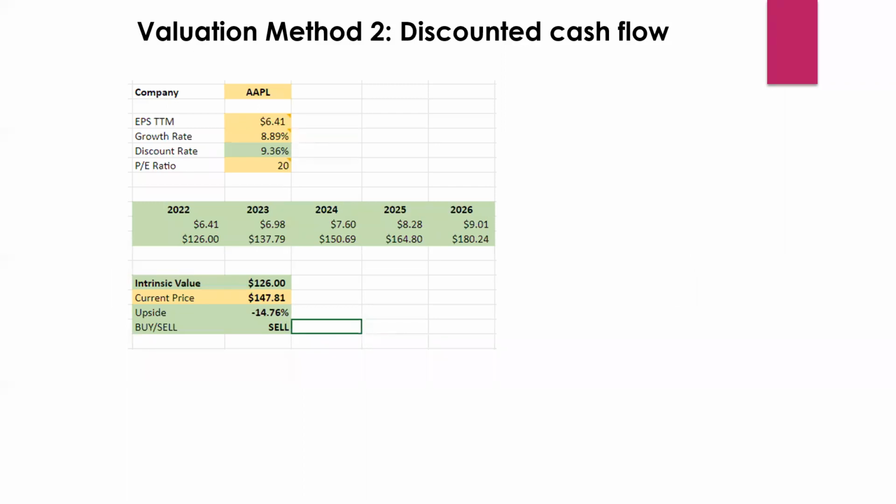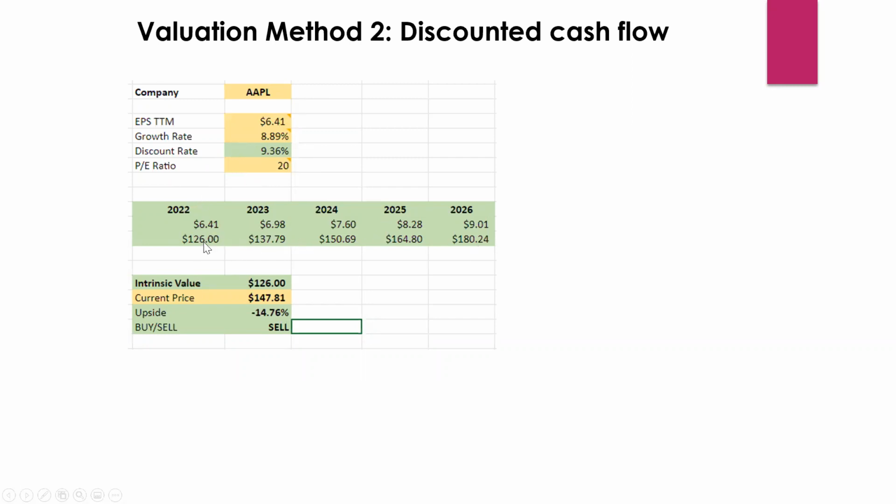So how do we calculate the fair value, or the intrinsic value, of a company? We need to consider the EPS, earnings per share, trailing 12 months. We also need to consider the growth rate, which is how much money they're going to make in the future, and also the discount rate. How we calculate the discount rate has a separate formula. For now, let's understand that we are giving a discount rate of 9.36 for Apple, and with a P/E ratio of 20, what will the price of Apple stock be in the future?